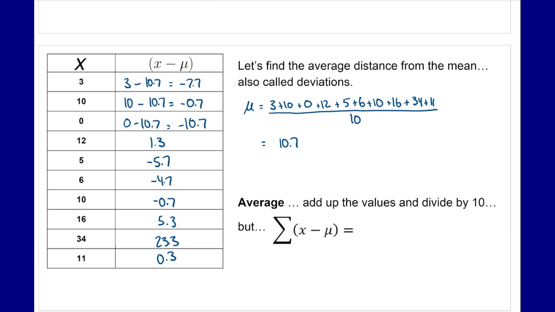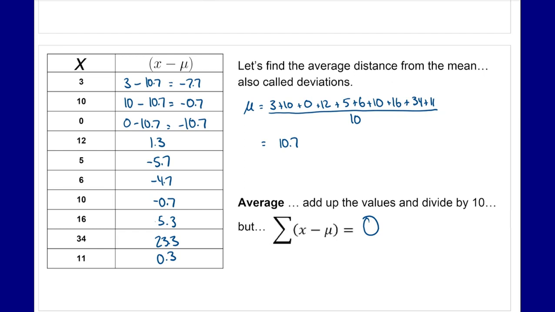Now our formula tells us that we have to add up all of those values. If we want to add up all those values and divide by 10, if we want to find the average distance, right? If we add up all these values, we find that they equal 0. And if we divide by 10, that's 0. So 0 divided by 10 is 0. So we find that it doesn't give us an actual distance. And you're going to find that always happens.